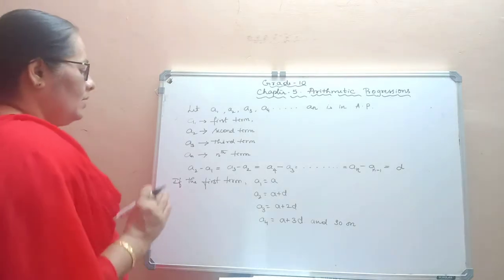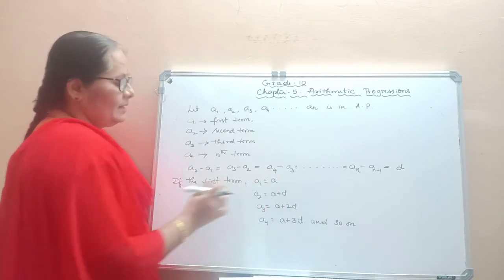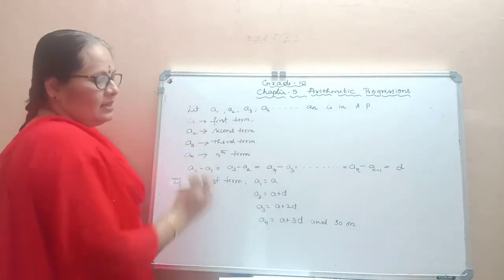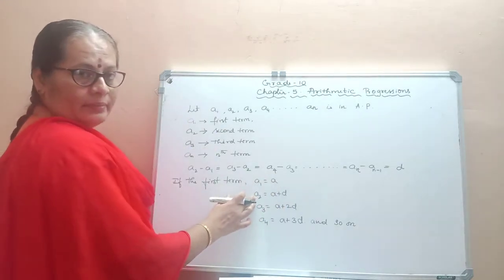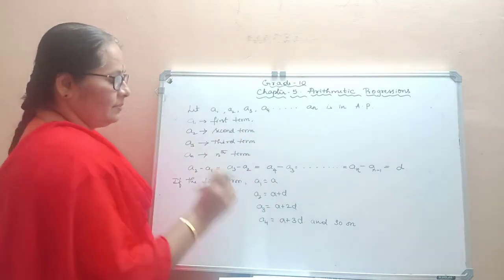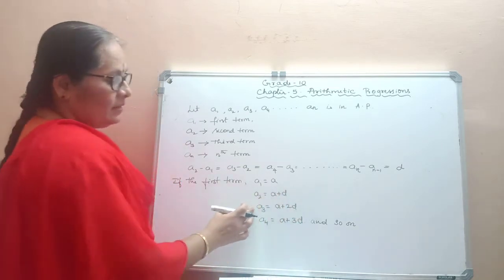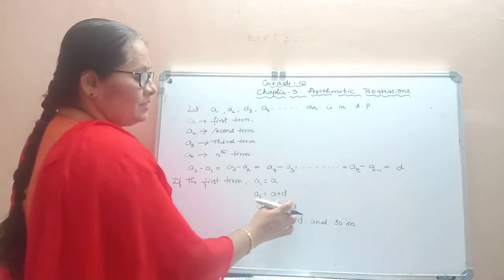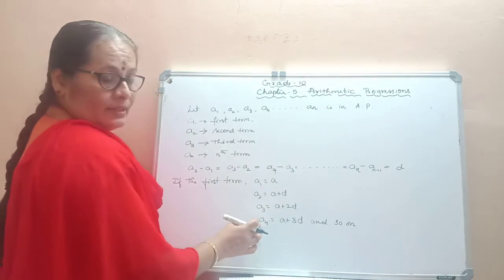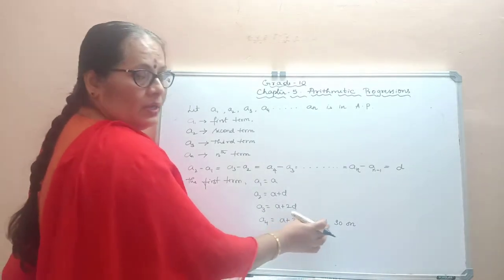Understood? Okay. Now, take the first term as A. Let the first term be A. Then what will be the second term? The second term is adding the common difference to the first term, so that is A plus D. What is the third term? A plus 2D. What will be the fourth term? A plus 3D. So, like this.